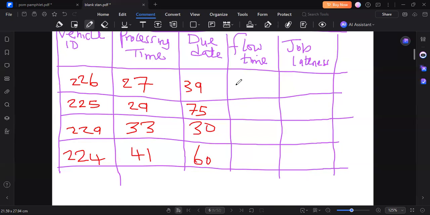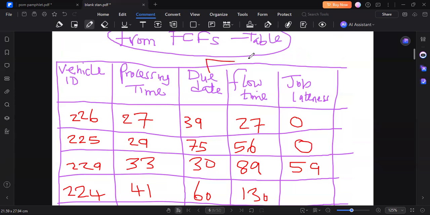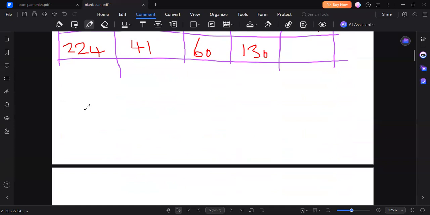So our flow time would be 27, 27 plus 29, 56, 56 plus 33, 89, 89 plus 41, 130. So here we are not late. Even here we are not late. Here we are late by 59. We are comparing these two: flow time minus due date.